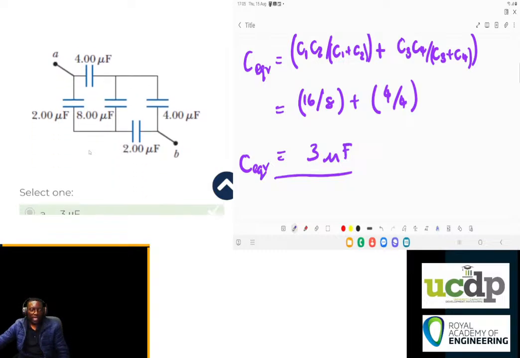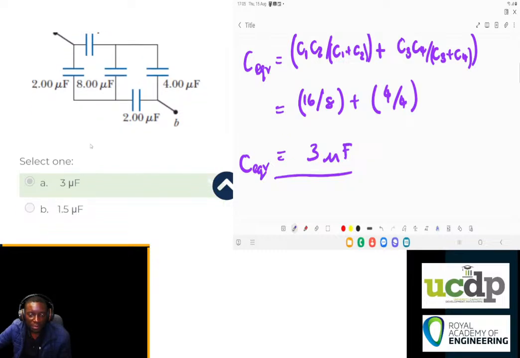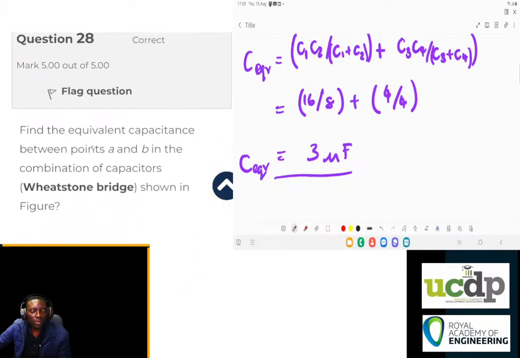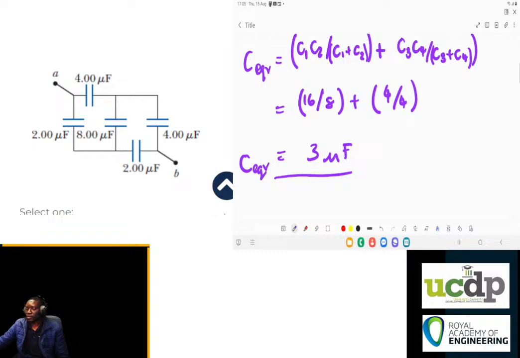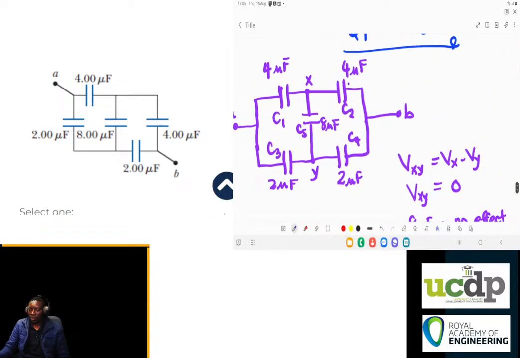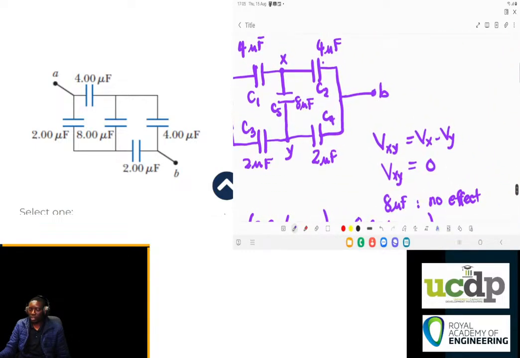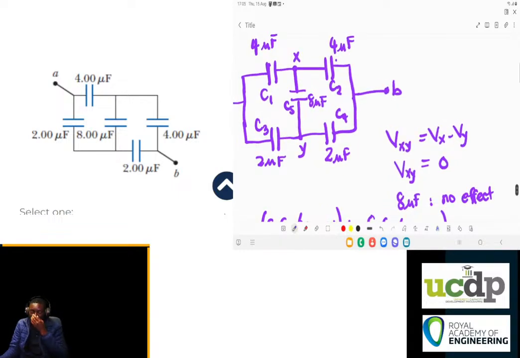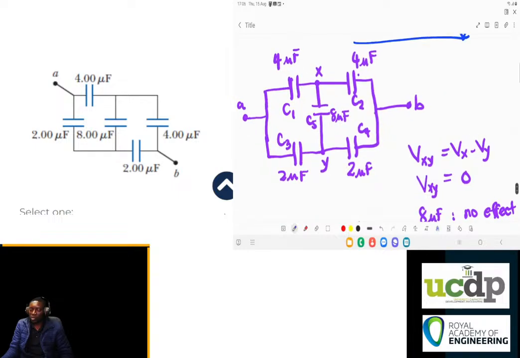Is it clear why we eliminated the 8 microfarads from the calculation? Can you please repeat the first part, with the substitution? Okay, so we've said that this arrangement of the Wheatstone bridge makes what we call a potential divider. In a potential divider, if you have two equivalent devices along the same line, they divide the voltage equally between them.